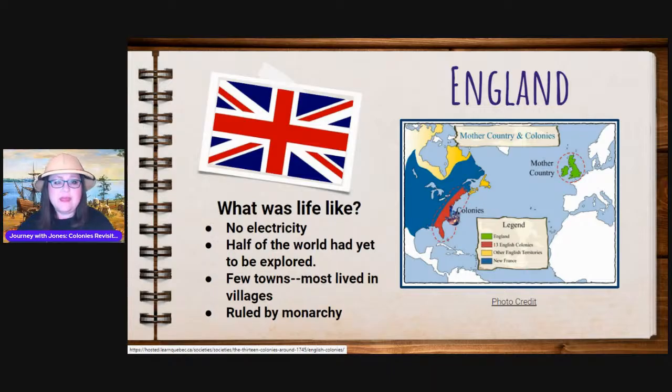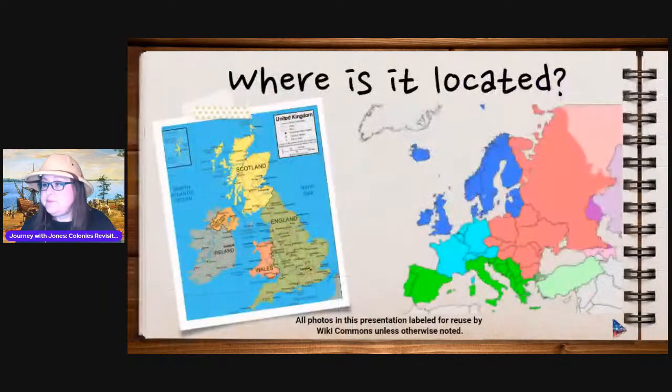But what was life like back then? Well, no electricity and no running water. Half of the world had yet to be explored. Few towns. Most people lived in villages. They would live in a manorial estate where the Lord would live, and most of the other villagers would live around the big castle or the manor. Most of the people during this time were considered peasants or working class. It was ruled by a monarchy, and we're going to discuss that a little bit today.